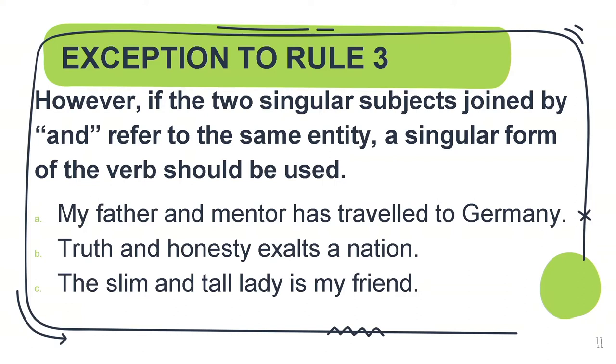Now, there are cases where two subjects refer to the same entity. That is, those two subjects are making reference to the same person. When two subjects are making reference to the same entity, we use a singular verb. For instance, my father and mentor has traveled to Germany. My father and mentor.